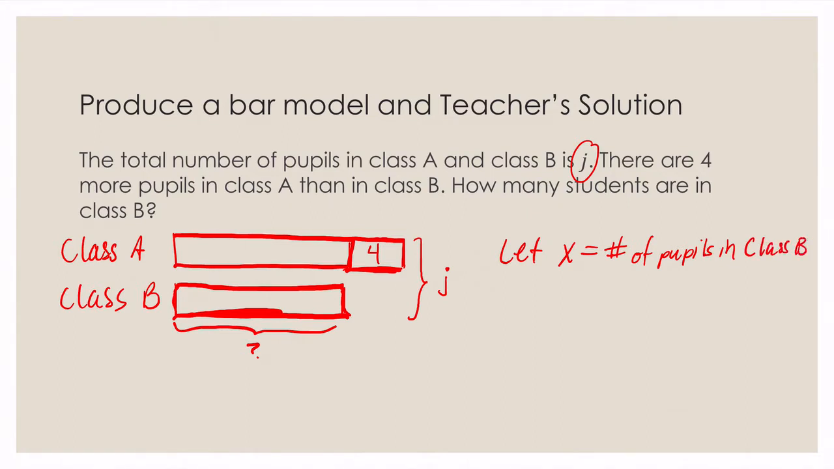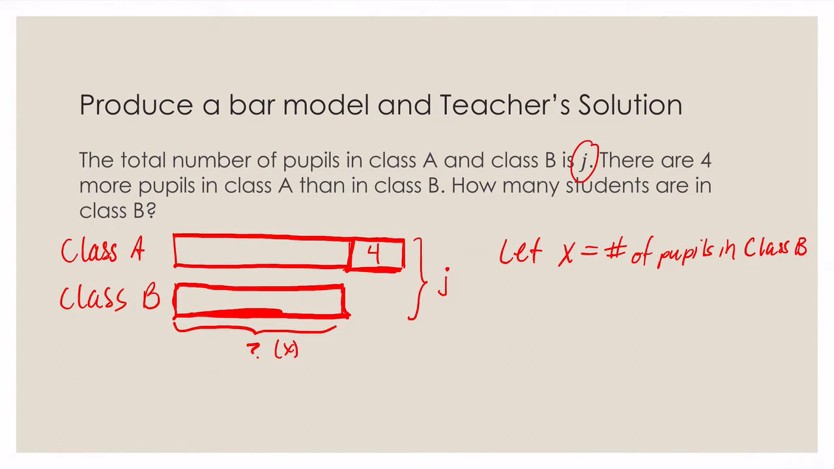Now, we can assign it to what we want, and let's see if we can make an equation between the total number and Class A, which gives us a clue of 4, and our x's. So if we can form an equation with Class B as x, then we go with that. Otherwise, we might have to rethink what we want x to be, or our variable. So I put x to be the number of pupils in Class B. We know that the total number of pupils is J.